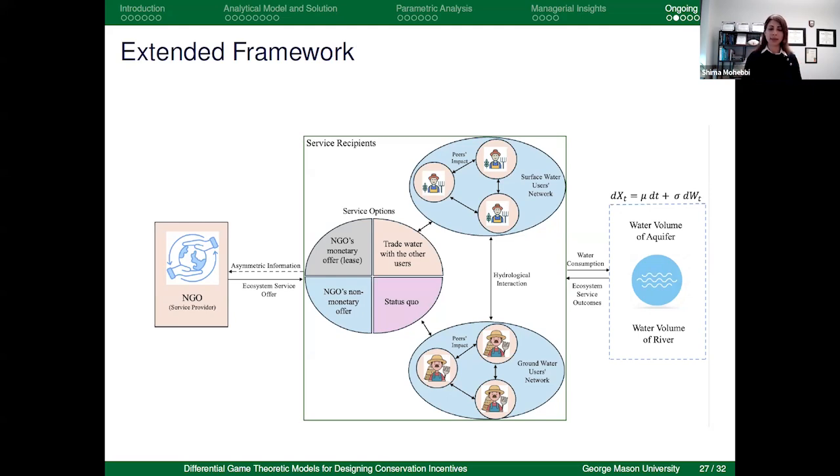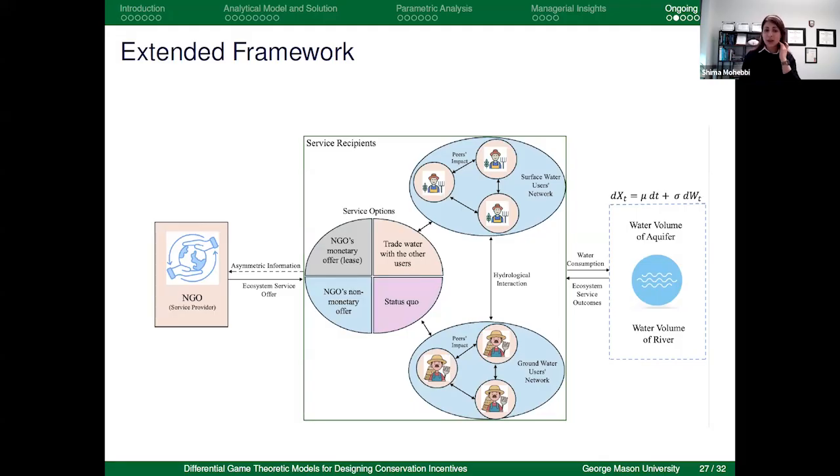The NGO's main objective is to create a flexible contract that accounts for the unique characteristics of each water user, the presence of asymmetric information and stochastic parameters, and social effects among peers and hydrological interactions at the basin level. So the service options offered by the NGO now include monetary incentives, which is leasing water permits from users; non-monetary incentives, providing metering technologies and consulting services to improve irrigation efficiency and related practices; water trading, which enables users to buy or sell water permits with their peers; and the status quo, in which users retain and fully utilize their allocated water permit without leasing or trading.